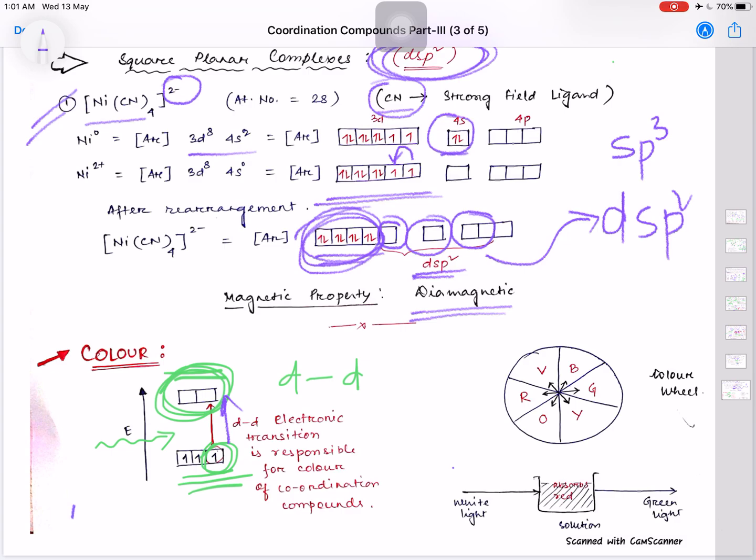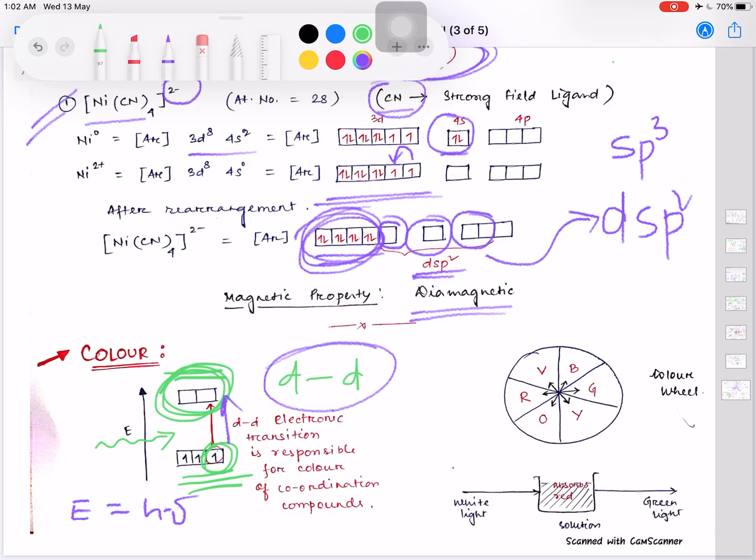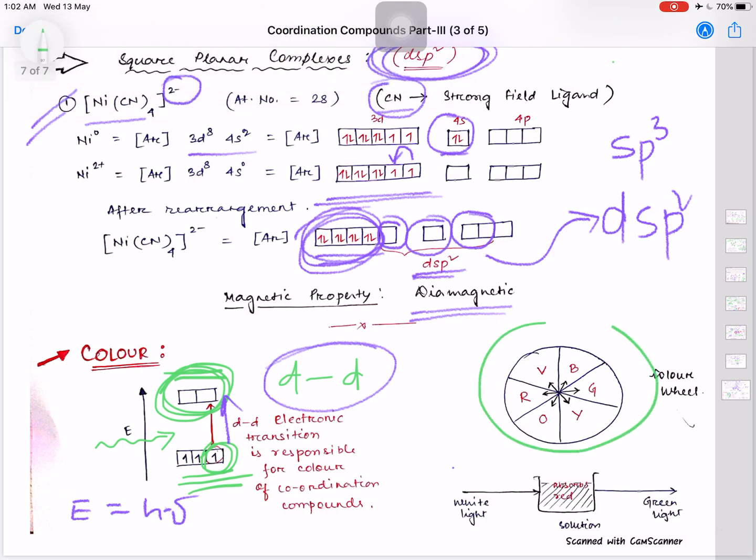Okay, and we know that energy is equal to h nu, meaning some frequency is associated with a particular amount of energy. Now if that frequency falls into the visible region, then we'll see some colors. Okay, so that is the reason why we see color of coordination complexes. Now this concept of color can be well explained using the color wheel. This is the color wheel, and in this color wheel we have 6 colors: V, B, G, Y, O, R, meaning VIBGYOR. V, B, G, Y, O, R are the colors that you see in the rainbow.